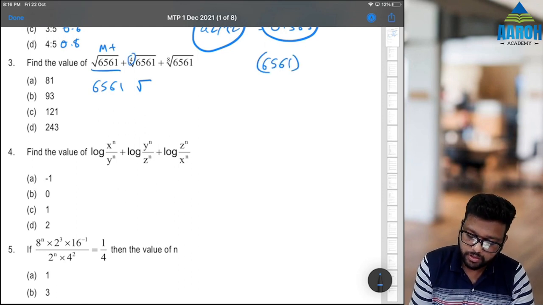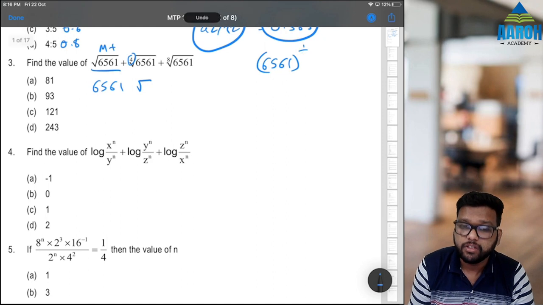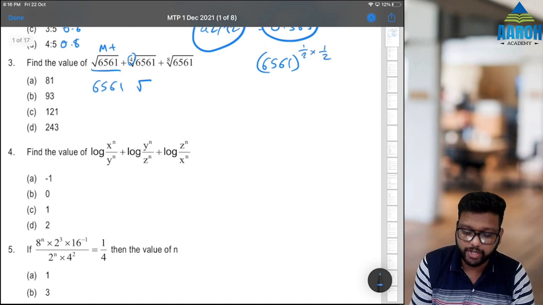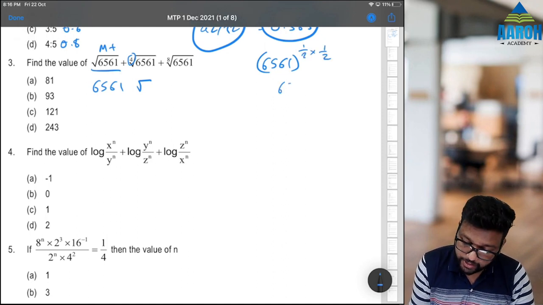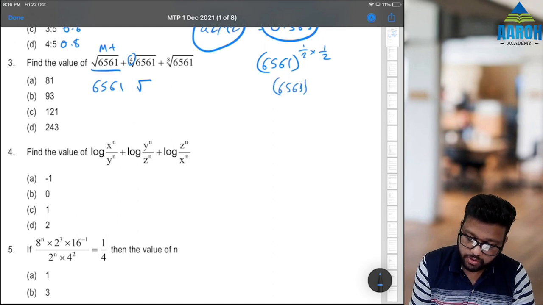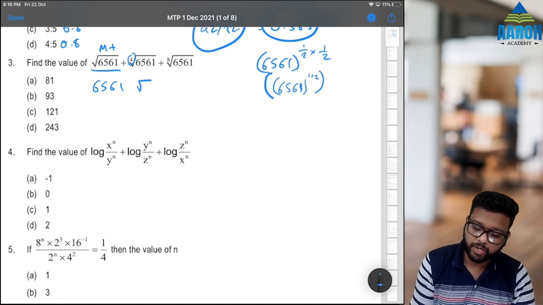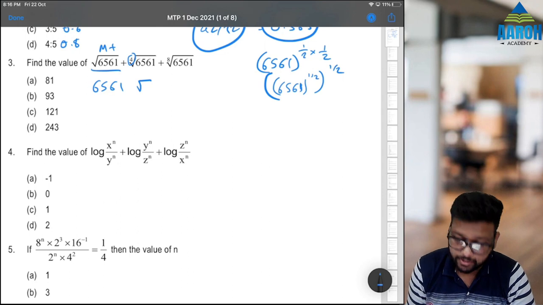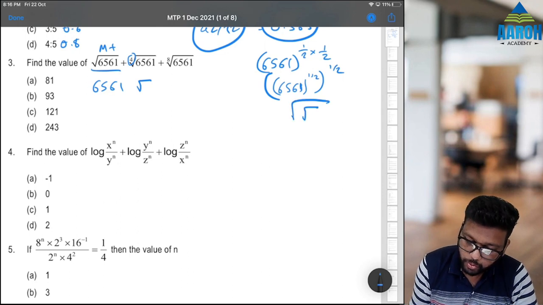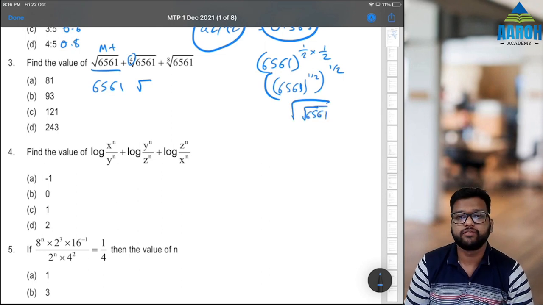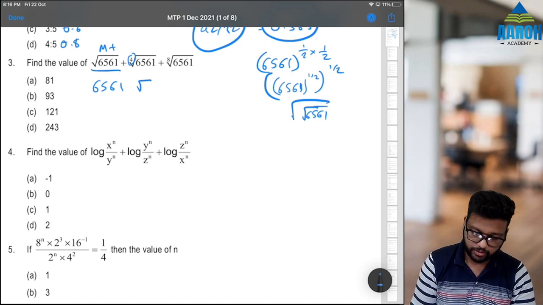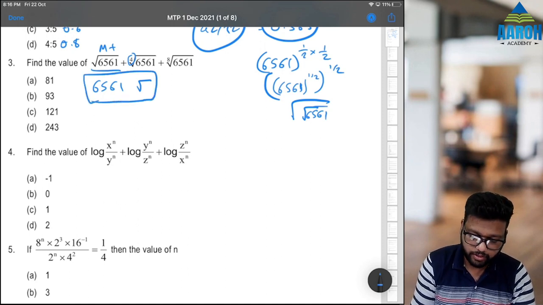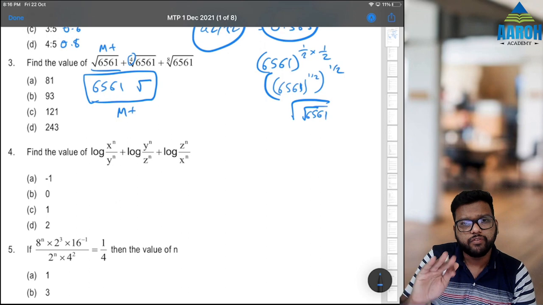6561 raised to 1 by 4, or raised to 1 by 2 into 1 by 2, or 6561 raised to 1 by 2 raised to 1 by 2, because this is the rule of indices. That means root of root of 6561. So what we'll do is, you have done this, right? 6561 root M plus. We'll take root once more.